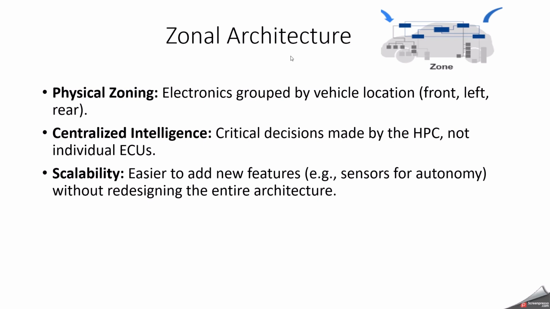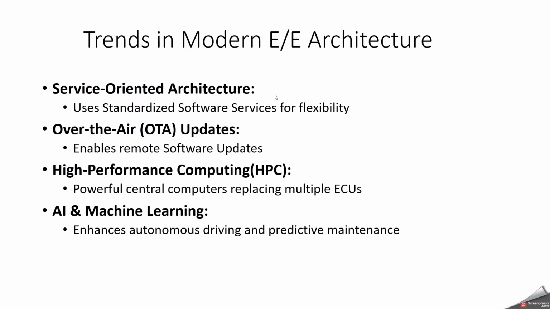Then what are the challenges in zonal architecture? High performance computing is required, which needs more powerful processors and high speed networking. Software integration is more complex here, requiring advanced middleware for communication between zone and central units. The transition complexity is also greater in zonal architecture. Moving from traditional architecture to zonal architecture requires redesigning vehicle software and hardware. That is a very big challenge in zonal architecture.